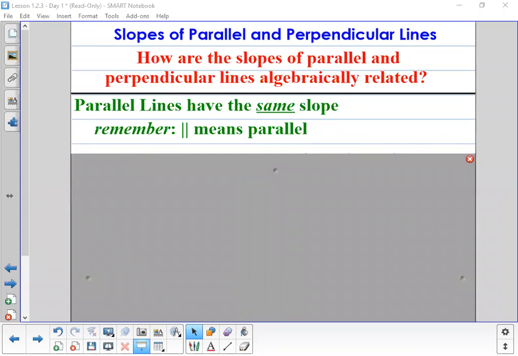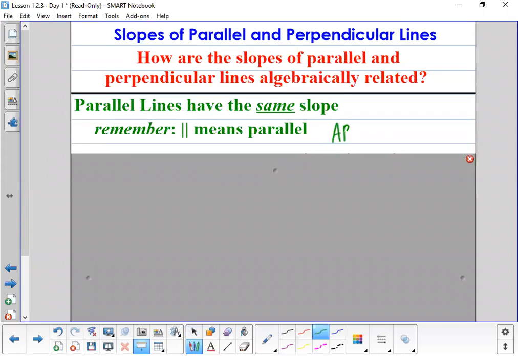First, a little reminder: parallel lines are lines that have the same slope. They will never cross. The lines will always be growing at the same rate, and that is why their slopes are the same. So keep in mind, we have this notation that looks like two vertical lines, and that means parallel. So when we have parallel lines, the slopes will always be the same.